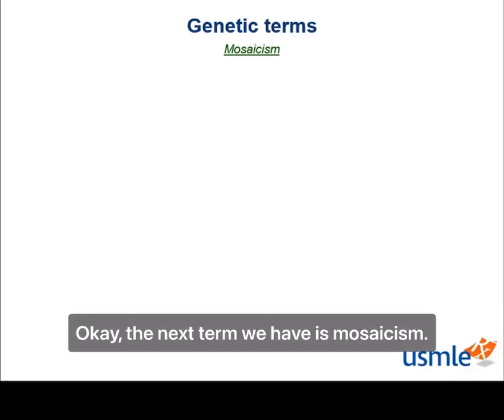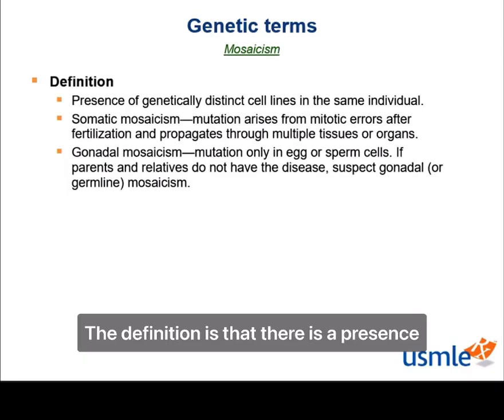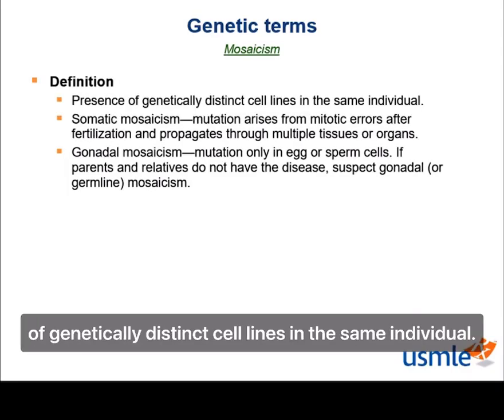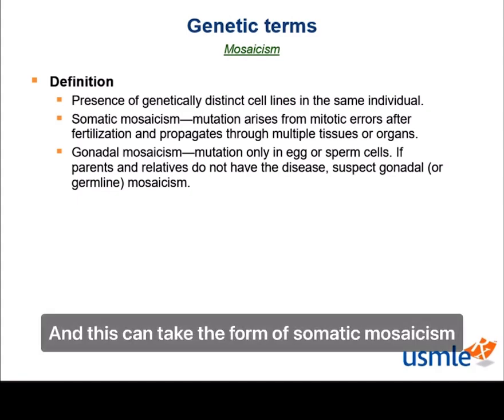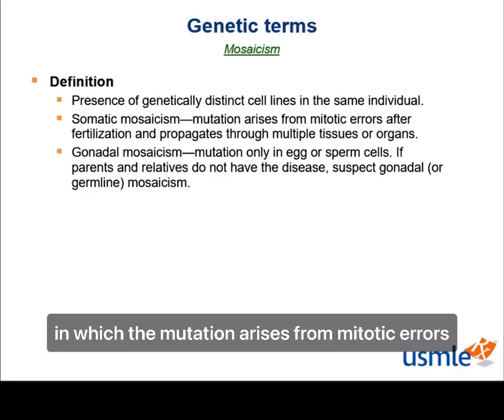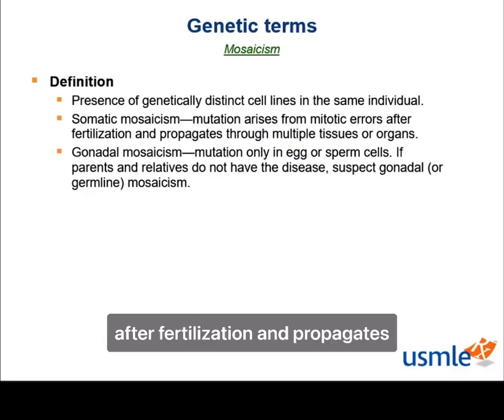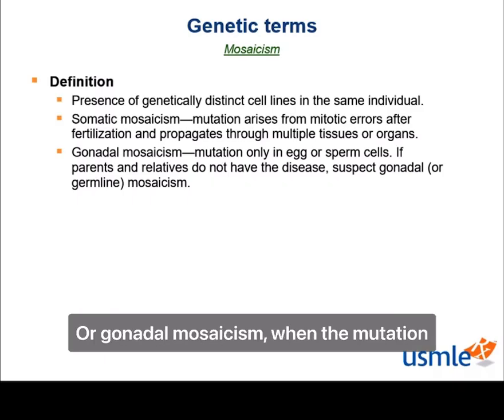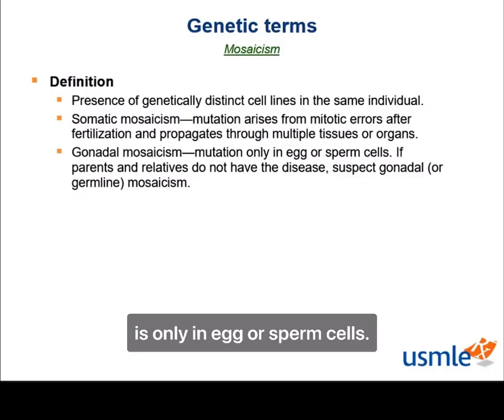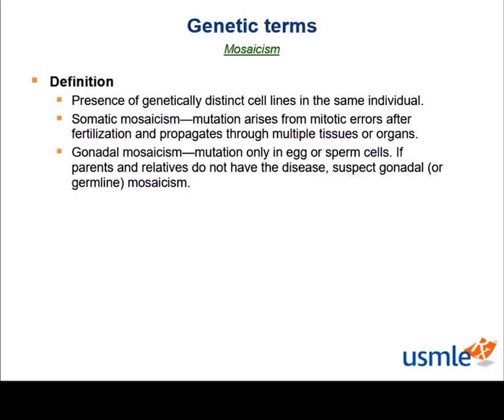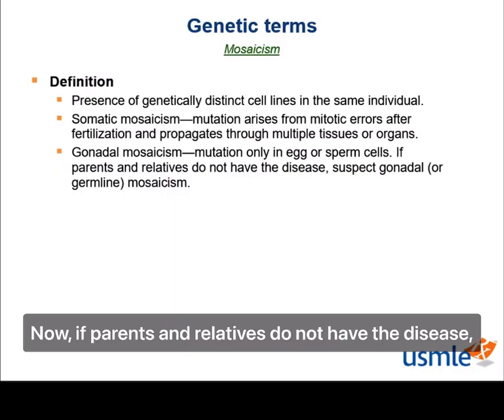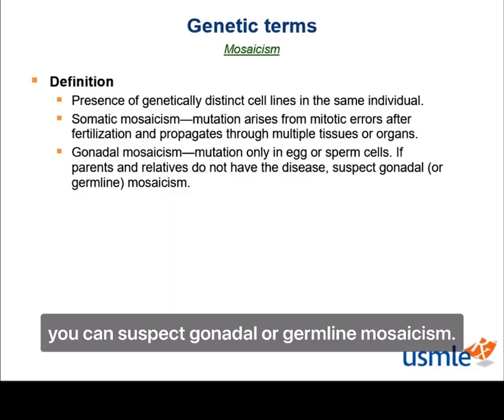Okay, the next term we have is mosaicism. The definition is that there is a presence of genetically distinct cell lines in the same individual. And this can take the form of somatic mosaicism, in which the mutation arises from mitotic errors after fertilization and propagates through multiple tissues or organs, or gonadal mosaicism, when the mutation is only in egg or sperm cells. Now, if parents and relatives do not have the disease, you can suspect gonadal or germline mosaicism.